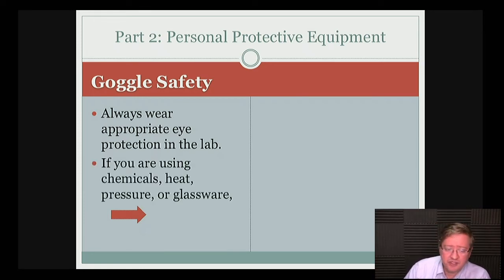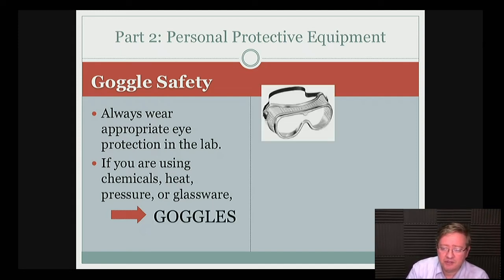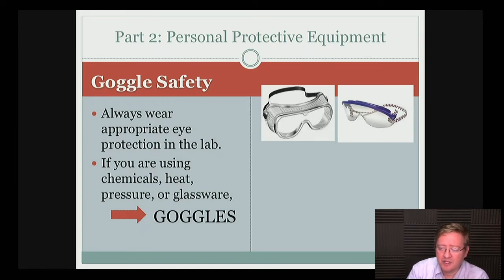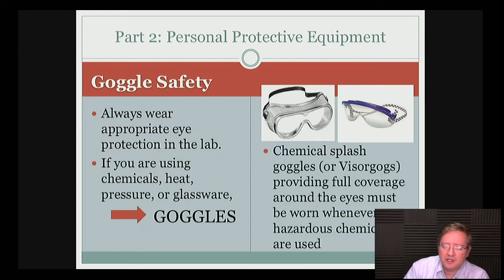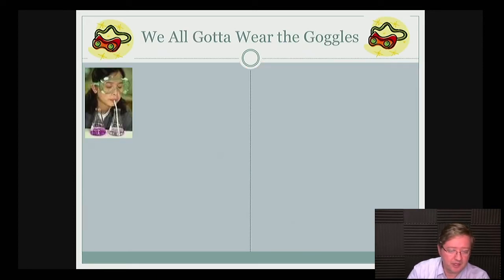Anytime you're using chemicals, heat, glassware, or if there's any type of pressure, so if we do a balloon lab, for example, you're going to wear goggles. And I know there's different types, but these you're probably not going to be wearing if using hazardous chemicals, but there are also chemical splash goggles that are more protective if you're going to be using those type of situations. I've had students who want to teach middle school, want to teach high school, so I want to make sure we're all covered. No pun intended. Well, okay, actually there was a pun intended.